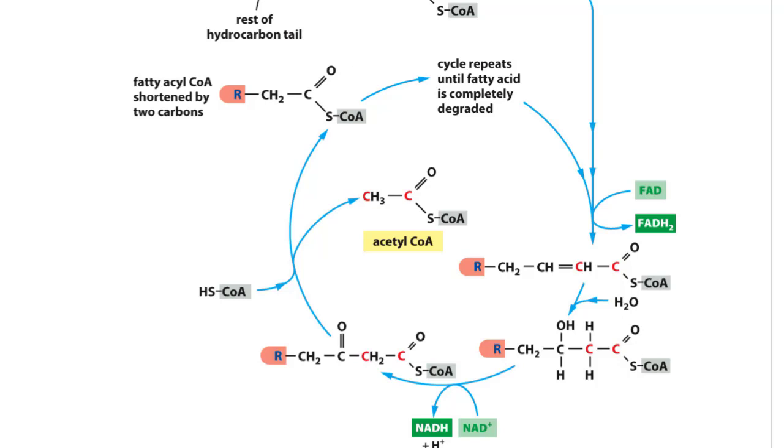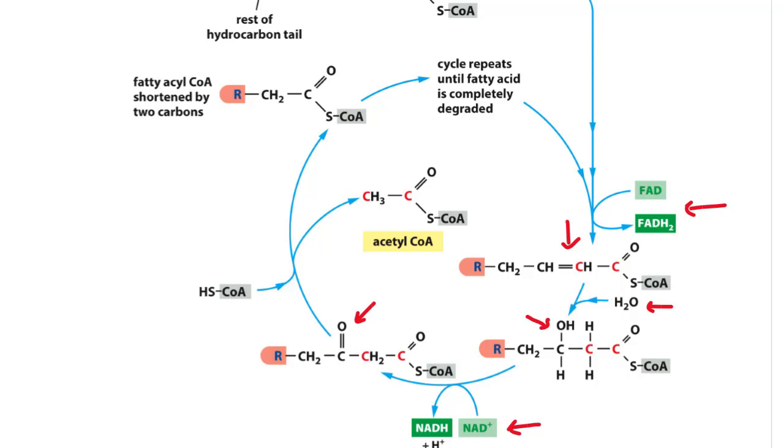So let's take a look at what's happening. So we have a reduction right here, FAD to FADH2. That means an oxidation step has occurred. The oxidation occurred right here where a double bond was formed. Now, here you have an H2O coming in and you have an OH group added to that activated fatty acid. Now you have another reduction step, and NAD plus is turned to NADH. And what happened to the molecule? Well, now you have a carbonyl group instead of an OH group, and that's the oxidation step.